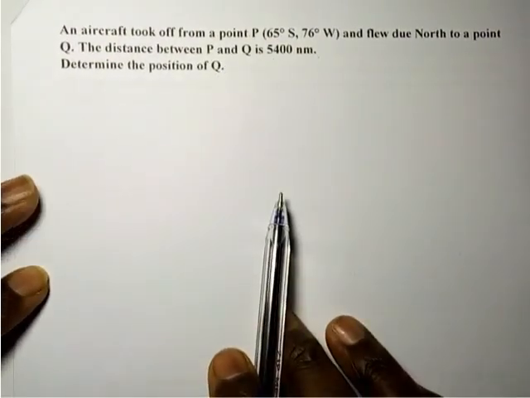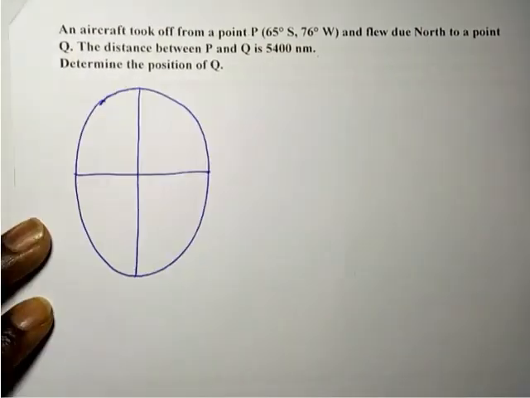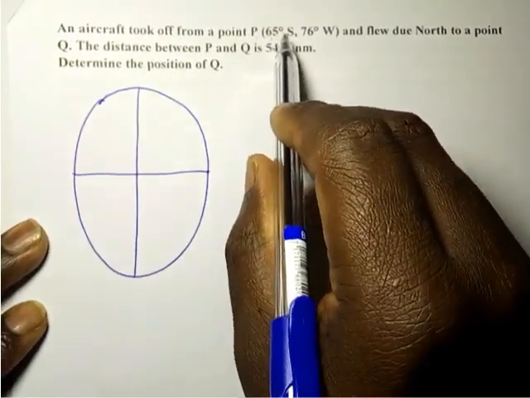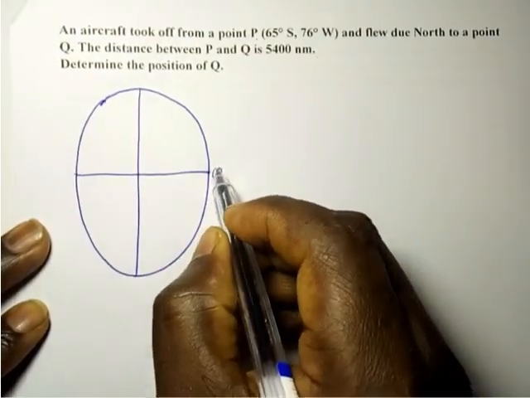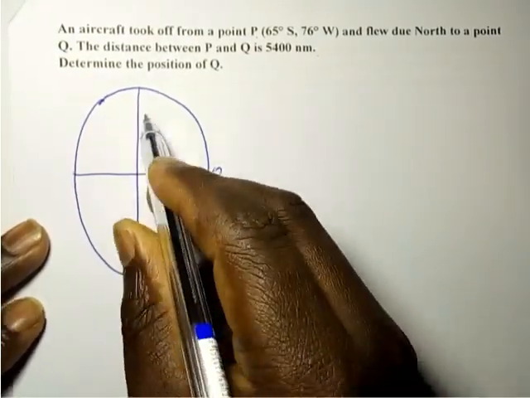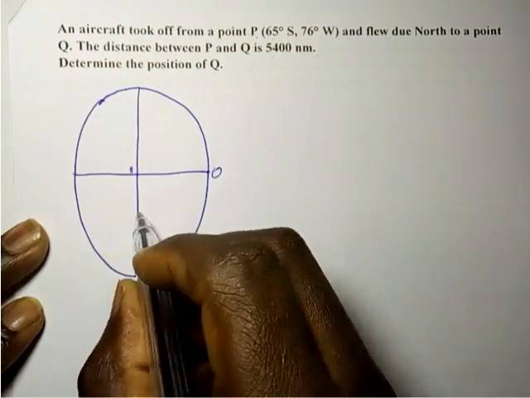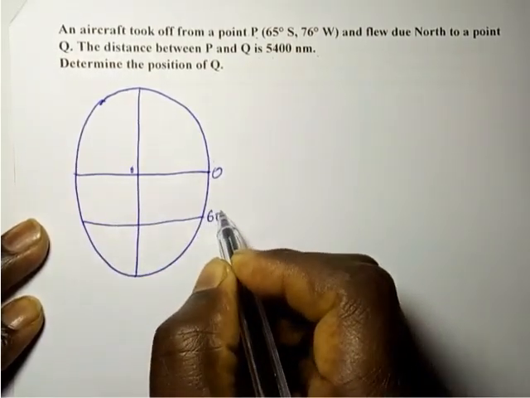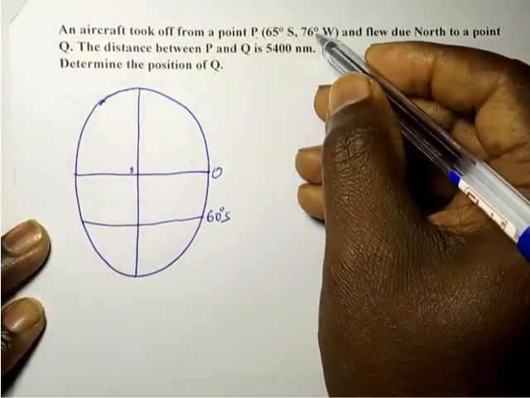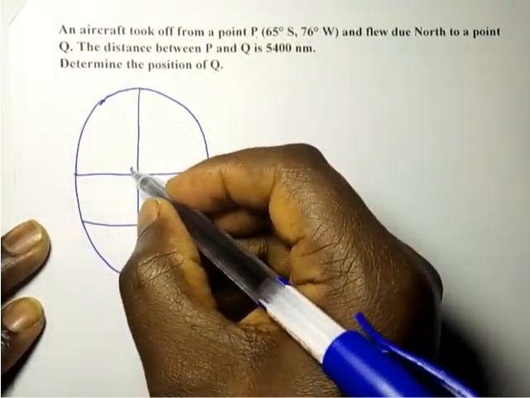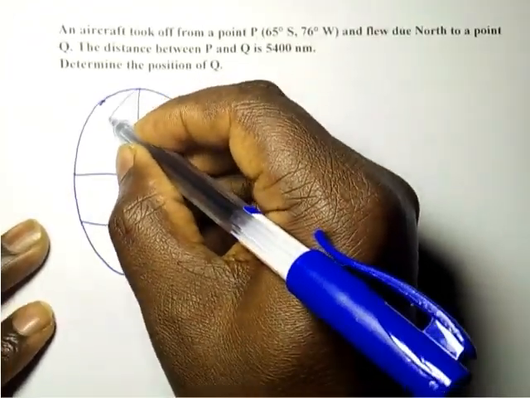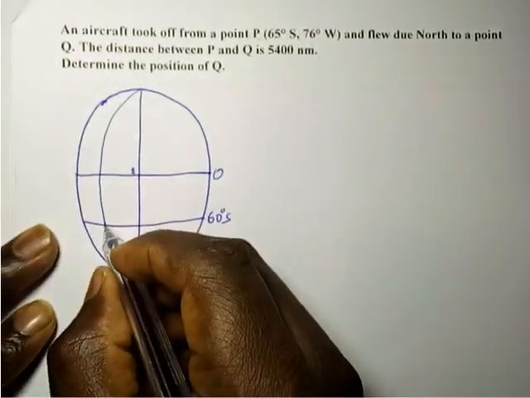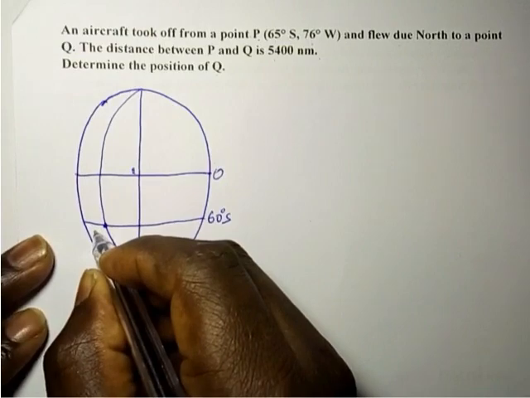So first let us sketch. So this point P is 65 south. Remember this is 0 degrees, the equator. This is another 0 here. So 60 south could be somewhere there. This one is 60 degrees south. And 76 west, this is 0. So 76 west could be somewhere there. So this one here is our point P.